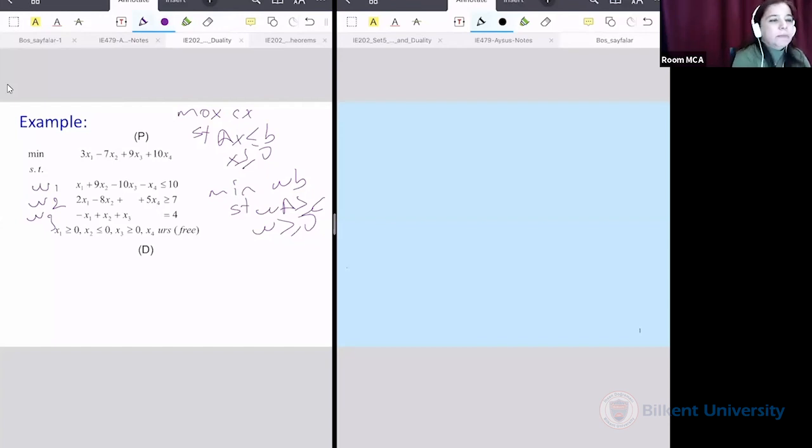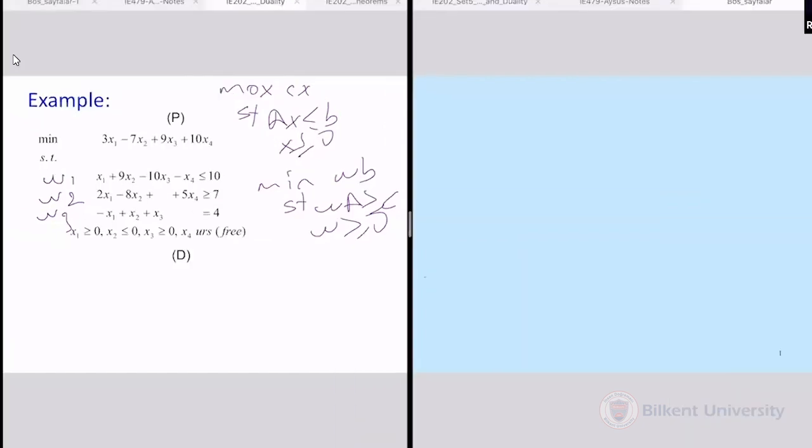So is it min or max? That's not a function yet. Yes, it's maximizing, very good. So we're going to maximize WB, which is 10W1 plus 7W2 plus 4W3, subject to.